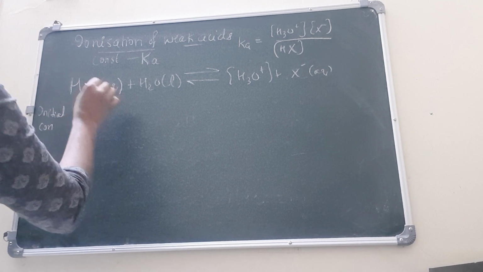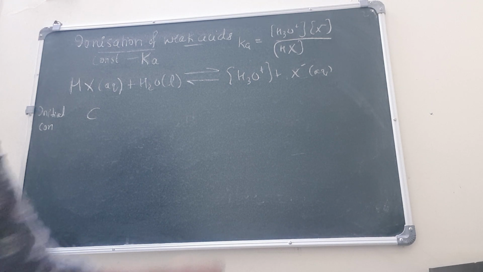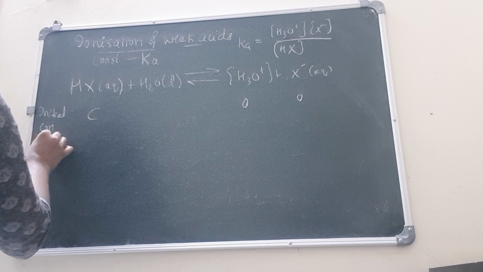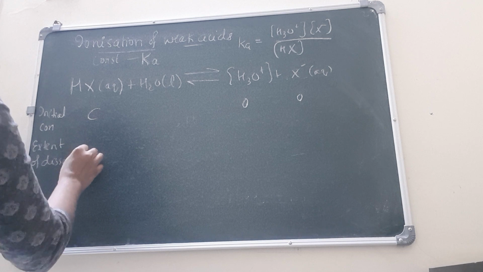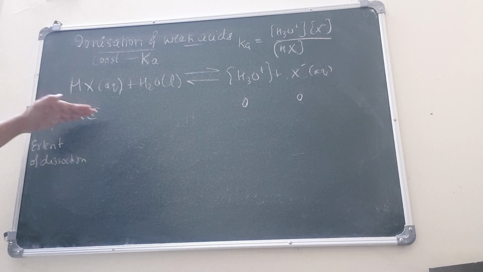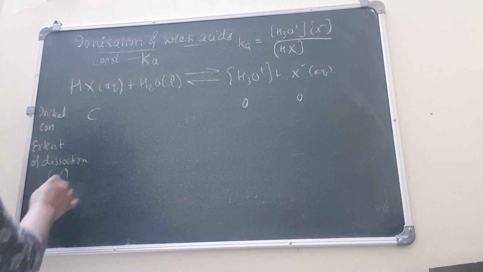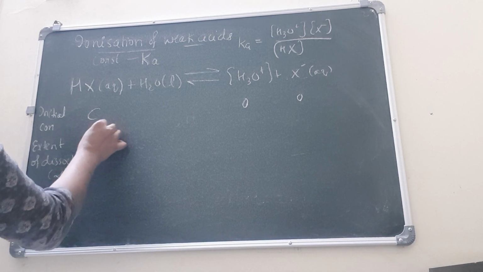Let us say the initial concentration was C. I started with C molar HX, or some weak acid. So the initial concentration of products will be 0. Now let us say the extent of dissociation. In some questions they give you this. What is the extent of dissociation? If I am taking 1 mole of the reactant, that is HX, how much got dissociated into H+ and X- ions? The extent of dissociation is called alpha, and this alpha is always for 1 mole. So we are having C moles here, so you will write C alpha.